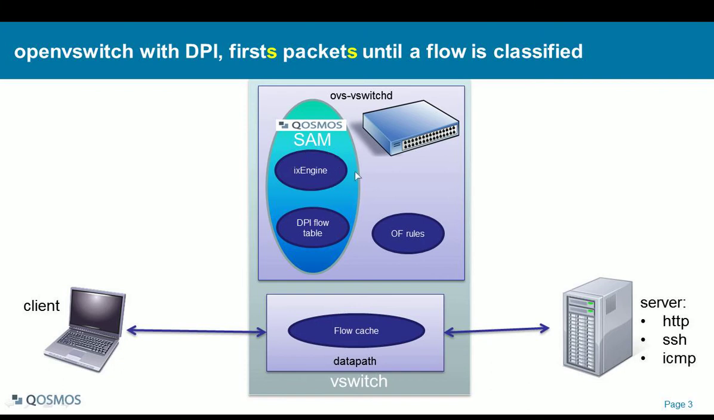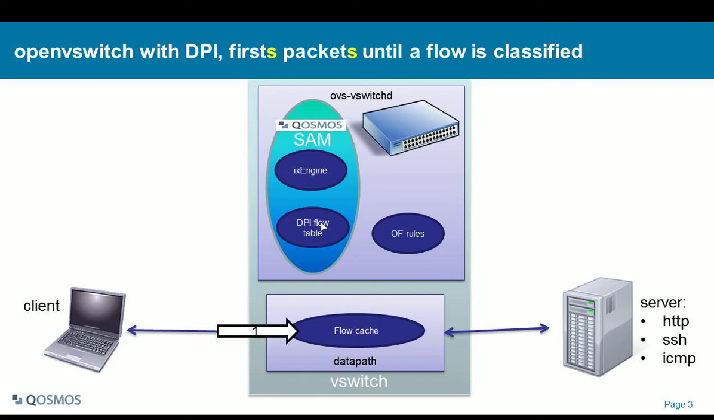So this is why the DPI plugin is made of two parts: a flow table that keeps track of the classification of the flow. So when the flow is classified, there is no need to inject the flow in the IX engine. A lookup in this table is very quick, and a hit in this table, in terms of performance, is like not having the module at all compared to the original Open vSwitch.